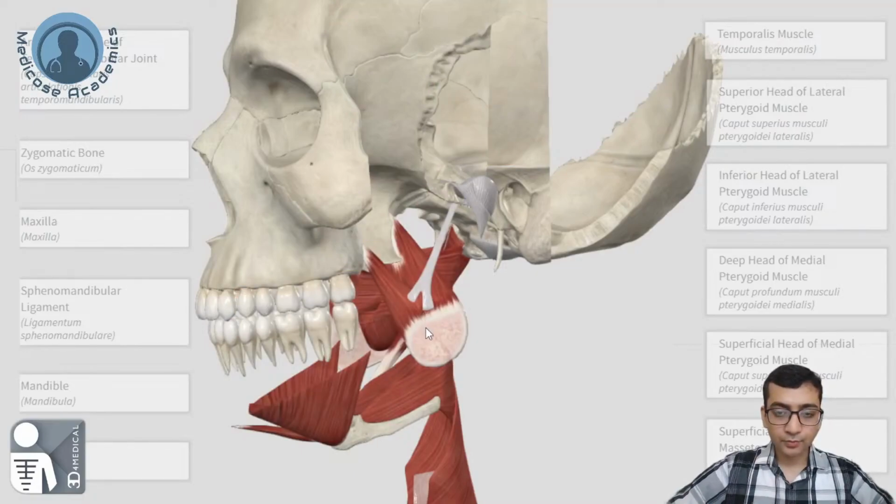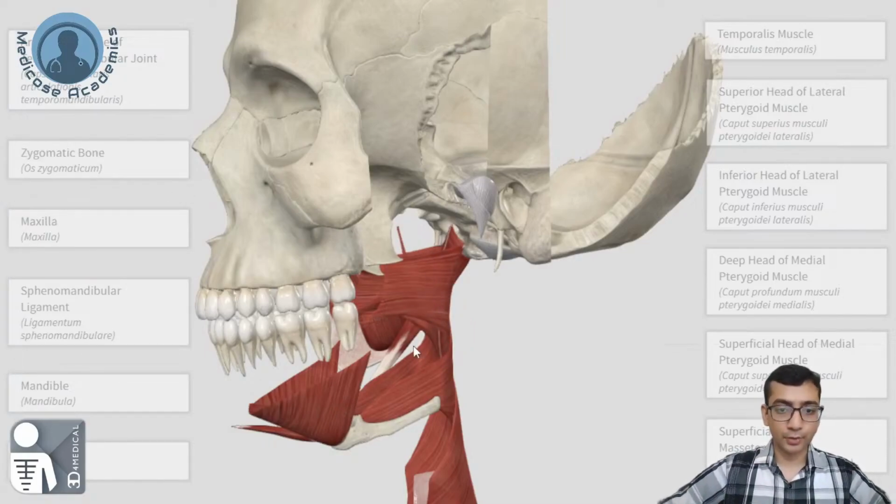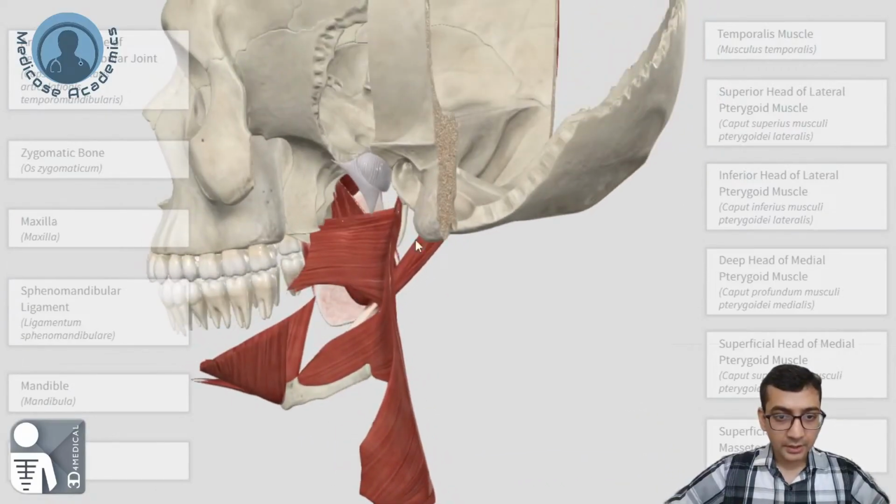Let's remove medial pterygoid and stylomandibular ligament. Okay, it brings us to here.